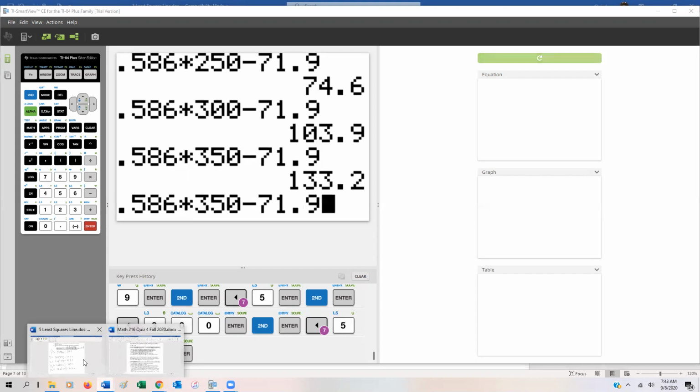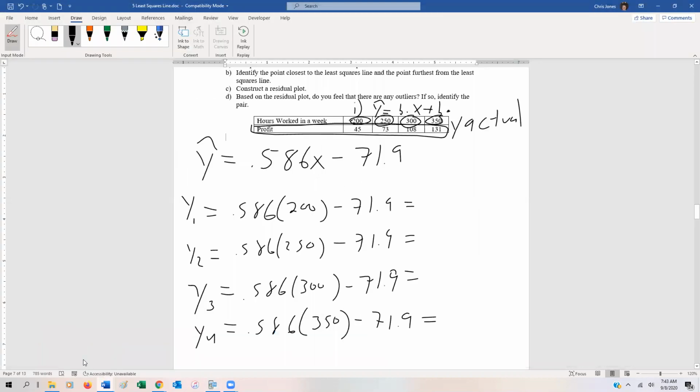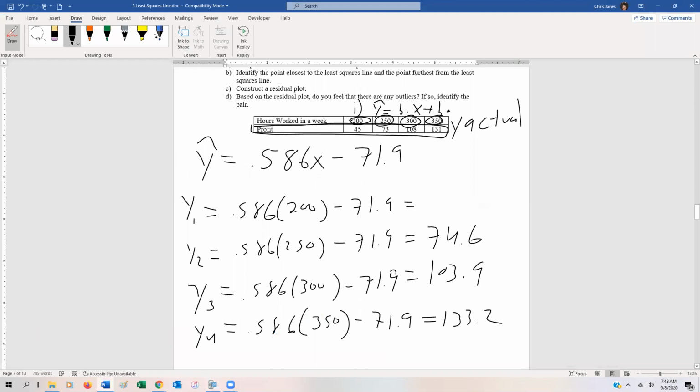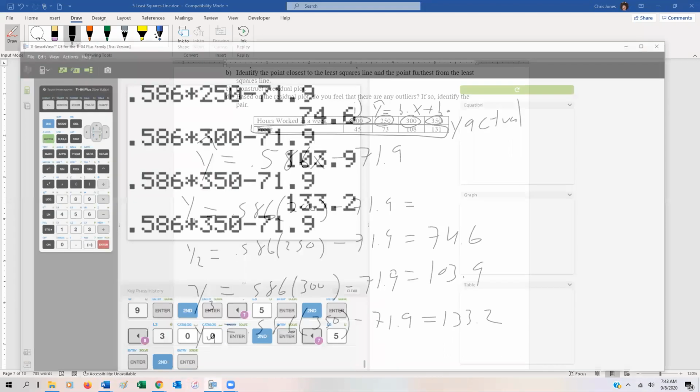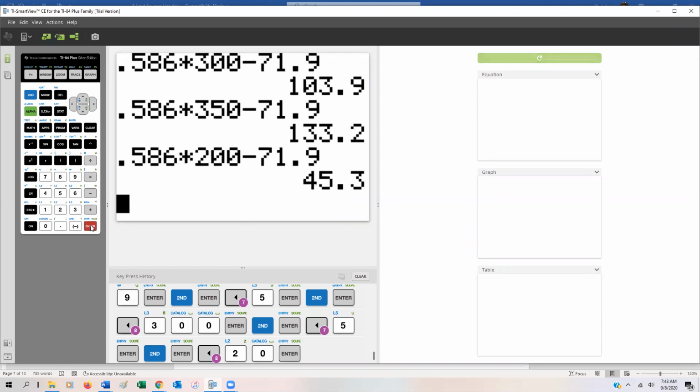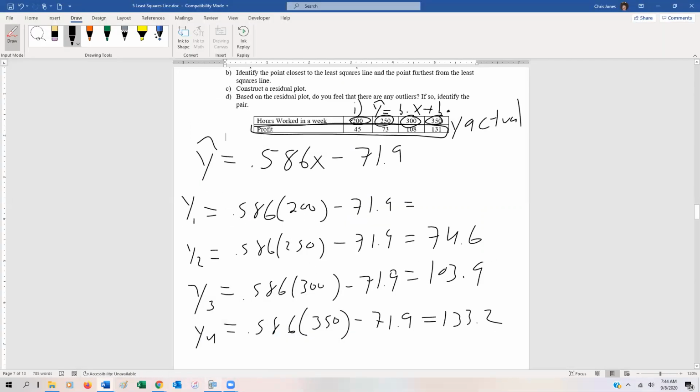So 74.9 or 74.6, and 103.9, and then 133.2. I think it was 43 point something for that one. All right, so let's go back, and we're going to change it to 245.3. All right, good thing I didn't guess. That would have been wrong. All right, so 45.3. Now, each of these are the predicted values.